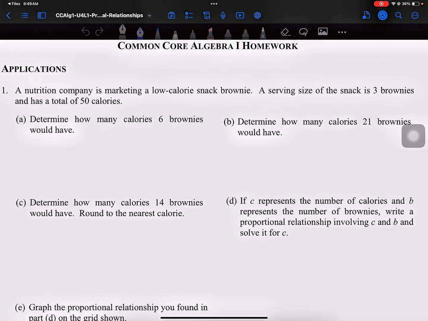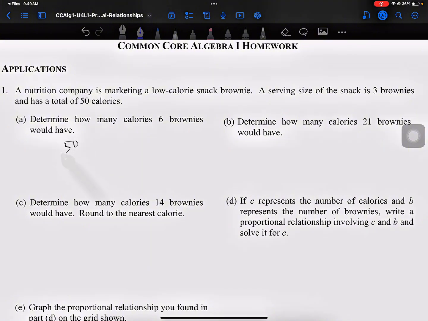Alright, for the first question, the scenario says a nutrition company sells snack brownies. A serving of 3 brownies equals 50 calories, and you want to find calories for different numbers of brownies. So we will use the proportion. A proportion is an equation that states two ratios are equal. For example, 50 calories divided by 3 brownies is equal to X calories divided by 6 brownies.